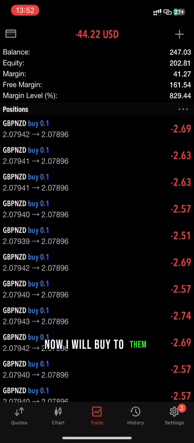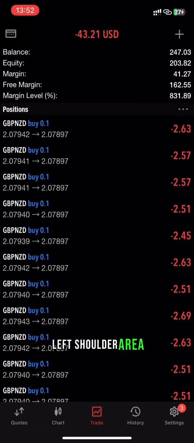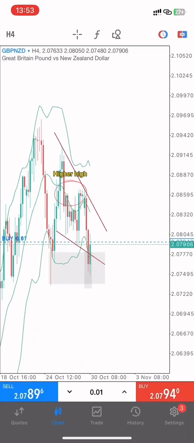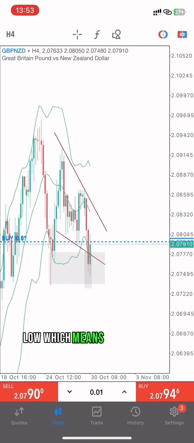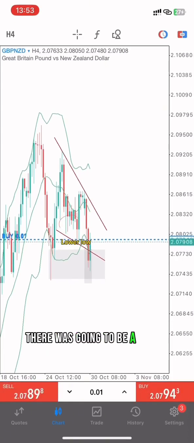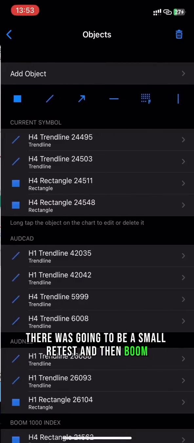Now I will buy to the left shoulder area. I've put many positions here. Now I'll buy to the left shoulder area because there's a higher high there and there's a lower low, which means if there's a lower low, there was going to be a small retest, and then boom, price will go up.